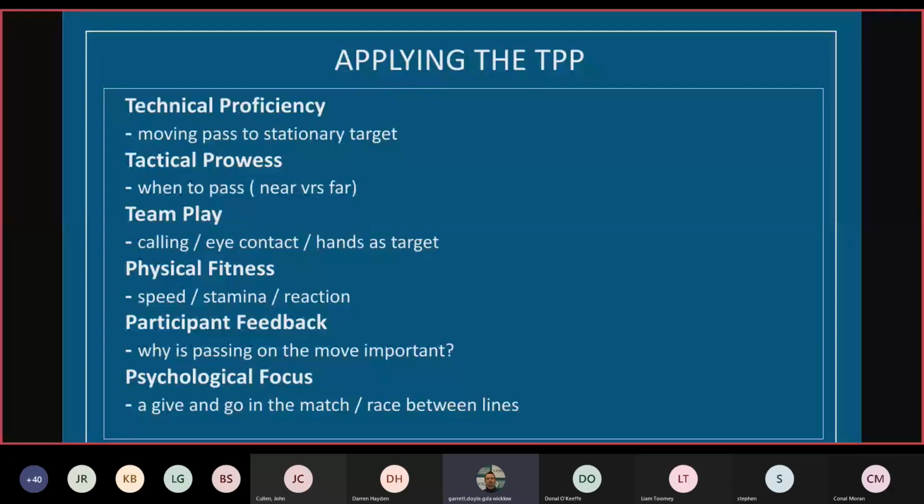And then psychological focus. So again, we relate this to the match. So this is like a give and go in a match, a one-two. You're going through, you want to pop it to someone, they pop it back to you, and then you're in and goal.